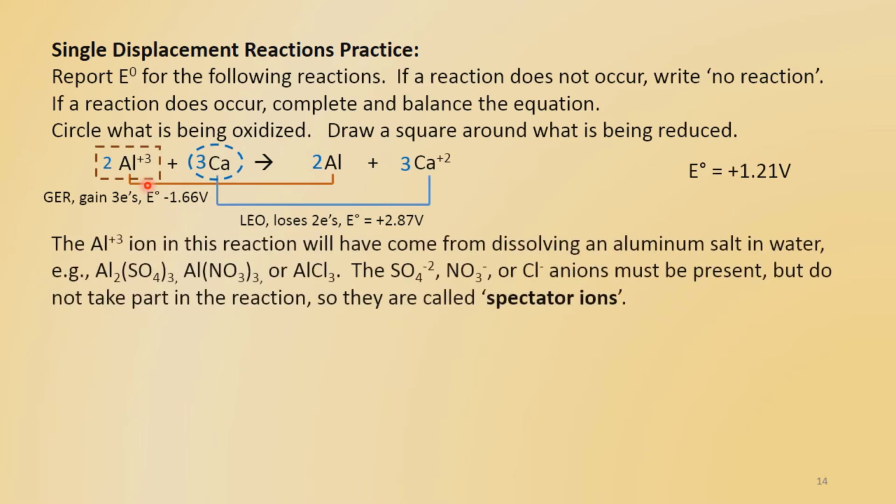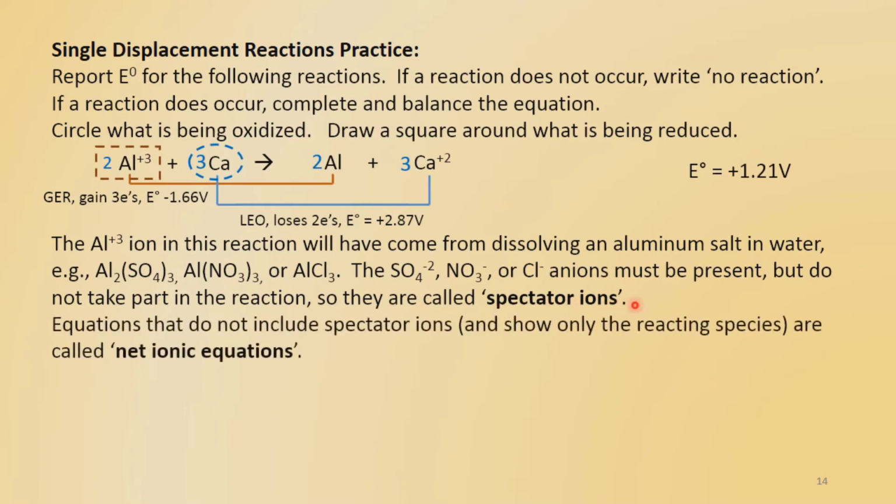Now the aluminum +3 ion in this reaction will have come from dissolving an aluminum salt in water. For example, aluminum sulfate, aluminum nitrate, aluminum chloride. And in these salts, the sulfate, the nitrate, or the chloride must be present. They do not take part in the reaction, and so they're called spectator ions. Equations that do not include the spectator ions and show only the reacting species are called net ionic equations.